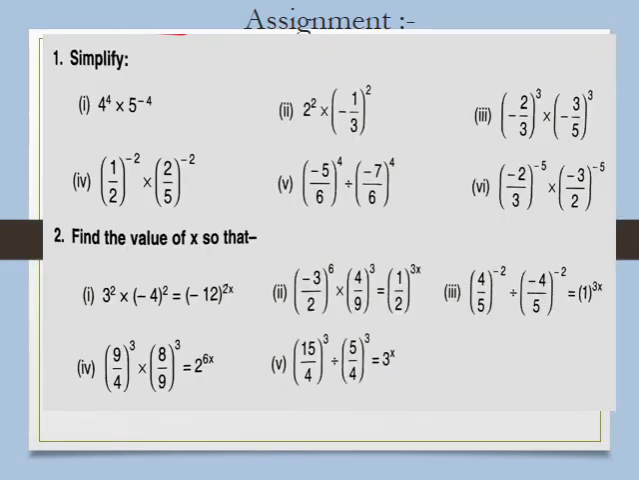So dear students, here is a small assignment based on the law 6th and law 7th, which is based on multiplication and division, but with different bases and powers equal. So try to solve this. If not possible for you, send me queries on WhatsApp. I will send you the solutions of that problem.